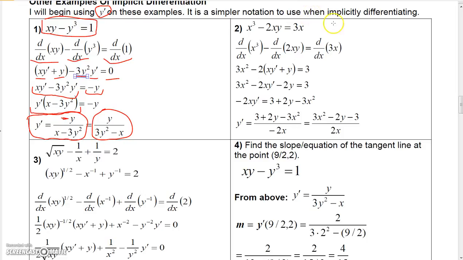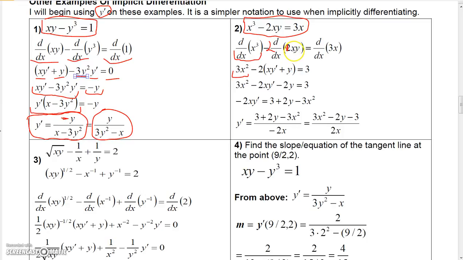Okay, now let's take a look at this one. This one I have x cubed minus 2xy equals 3x. And I'm going to apply d over dx to each term. This one is explicitly differentiating. So explicitly differentiating x cubed gives me 3x squared. Now, what I'm going to do here is just move this 2 out here and then just take the derivative of xy.